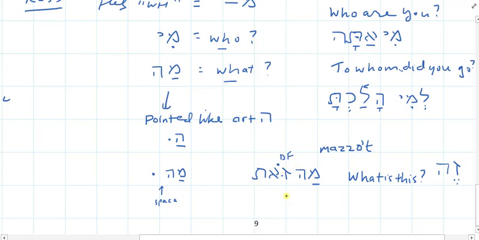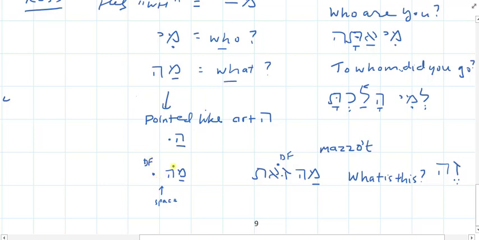So what is this? Mazot. That's, by the way, what God asks when he comes into the garden. What is this you have done? That's also what he asks Cain when Abel's blood is seeping into the ground. What is this you have done? Mazot.